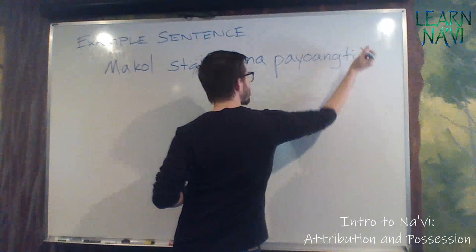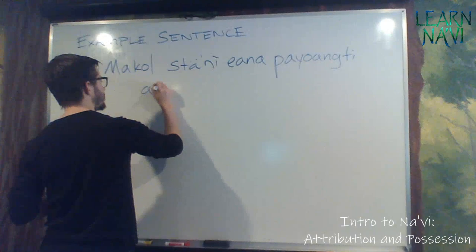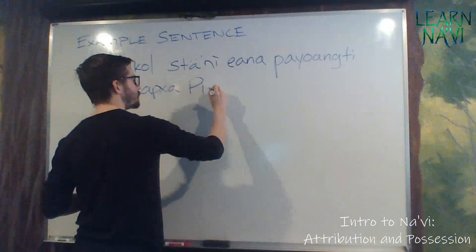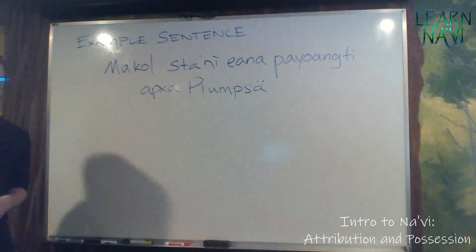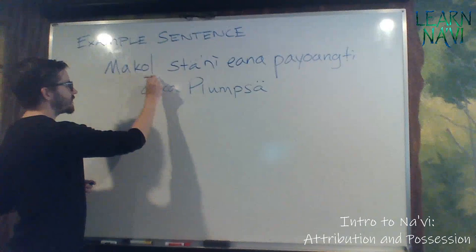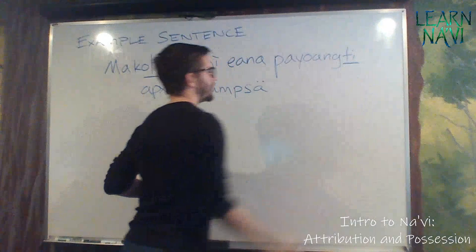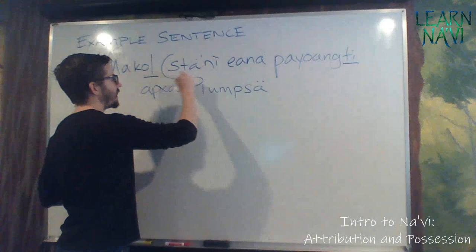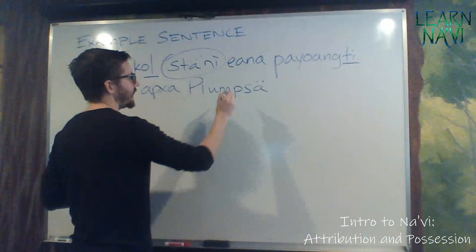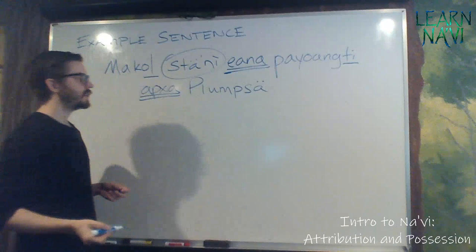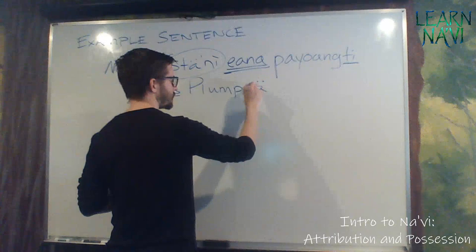And there you go. So we've got our subject noun case ending on Mako. We've got our object noun case ending on the fish, which is what's being caught. This is our verb in our sentence right here. We have an adjective here, we have an adjective here, and we have our possessor. Let's indicate that one with a square.